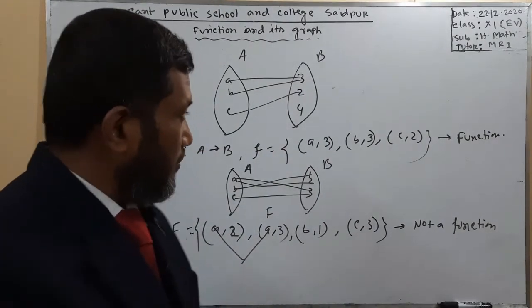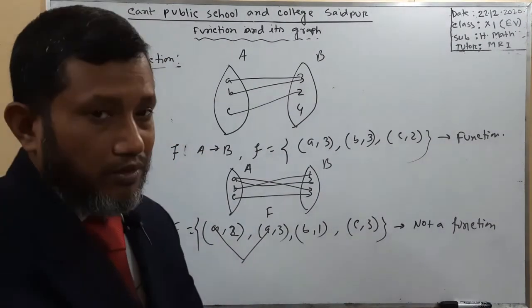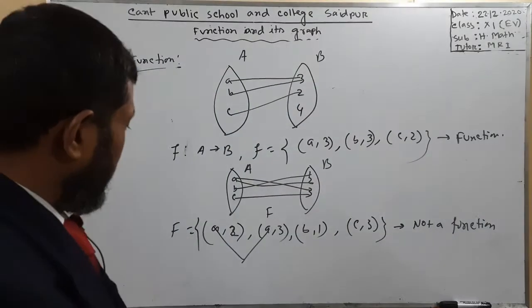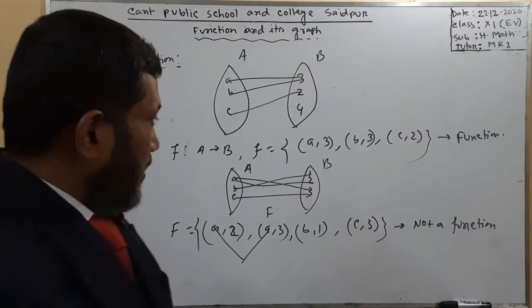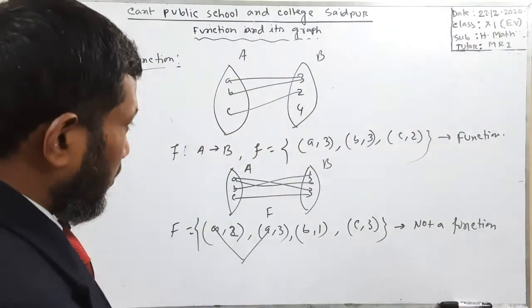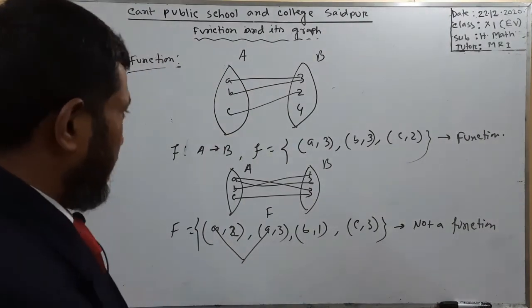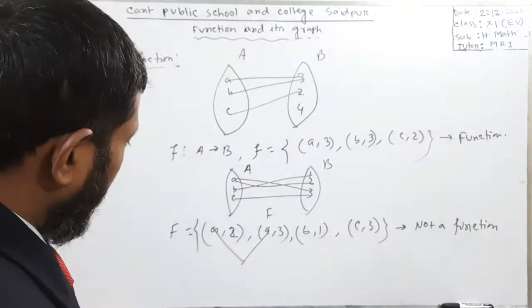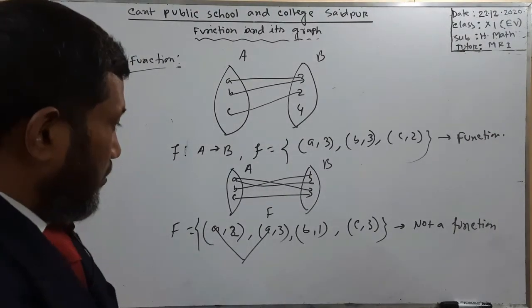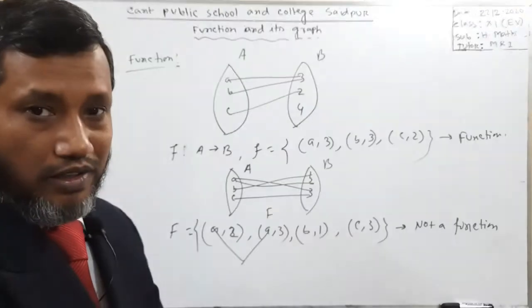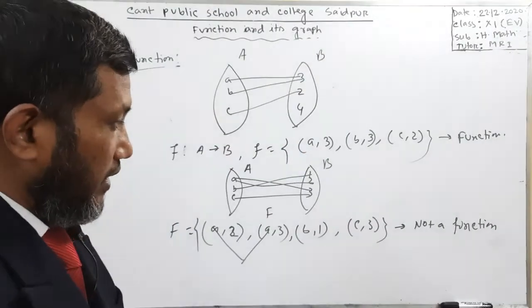So what is the important thing? If you have to define a function, the first element of ordered pairs will be different. Then the relation will be a function. If the first element of one or more ordered pairs is the same, this will not be a function.